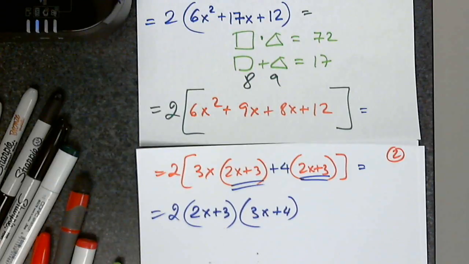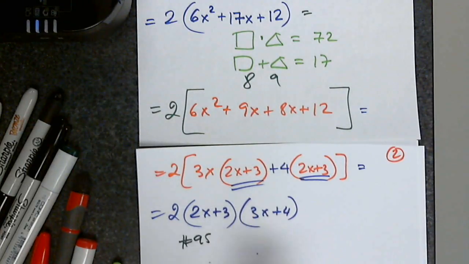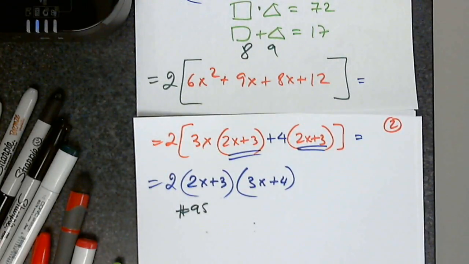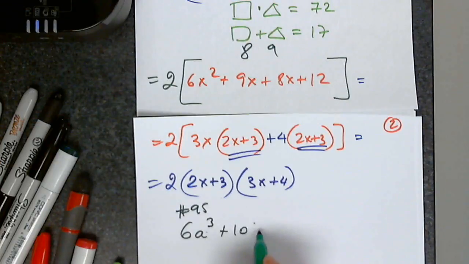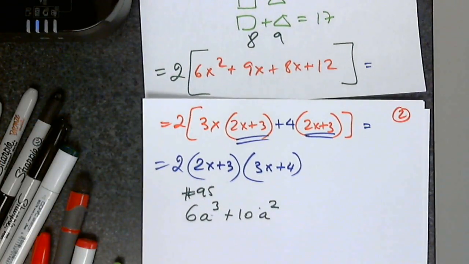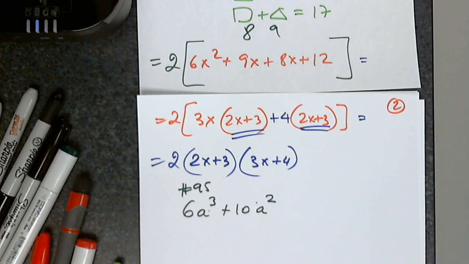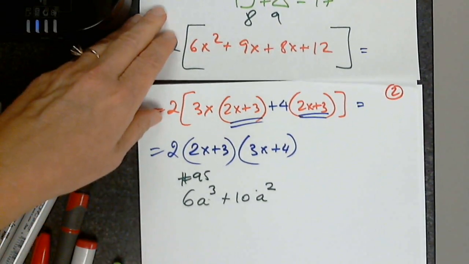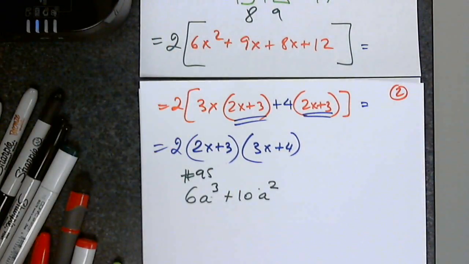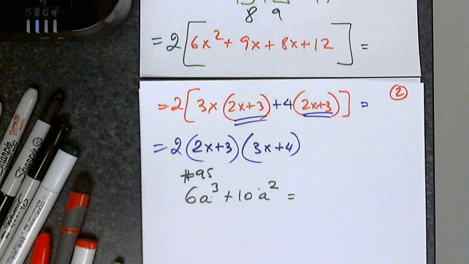95. 6a cubed plus 10a squared. Perfect. Descending order, yes. Greatest common factor, yes. I always hope for something to pull out, always. And then I always hope for special products.